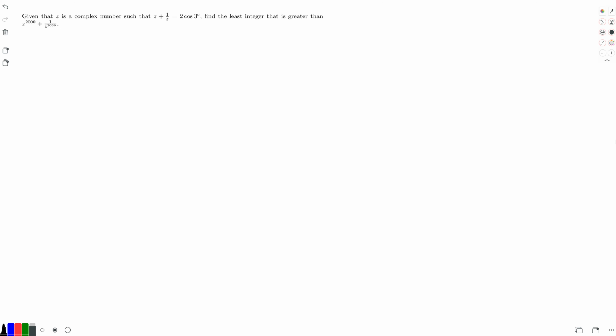And this is the 2000 AIME 2 problem 9. Let's have a view of this problem. Given that z is a complex number such that z plus 1 over z is equal to 2 cosine 3, find the least integer that is greater than z to the 2000 plus 1 over z to the 2000.